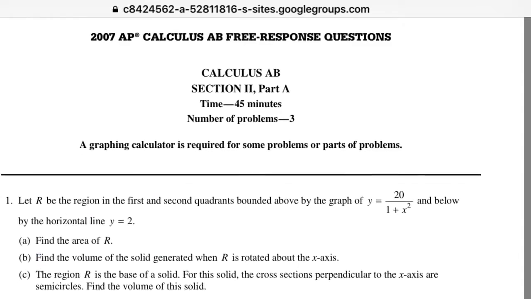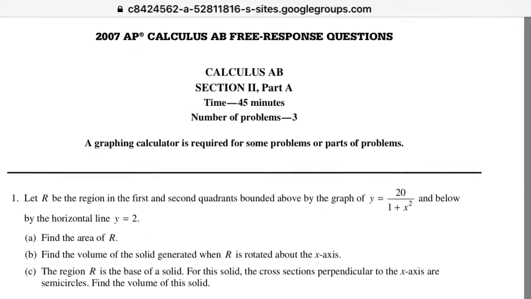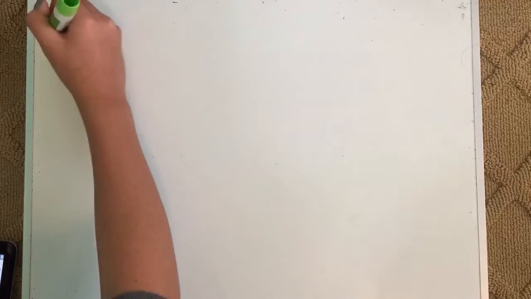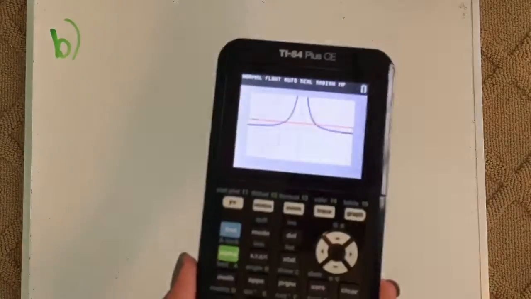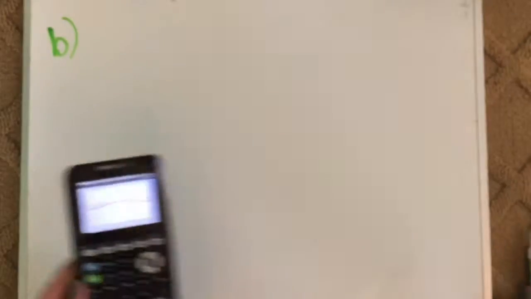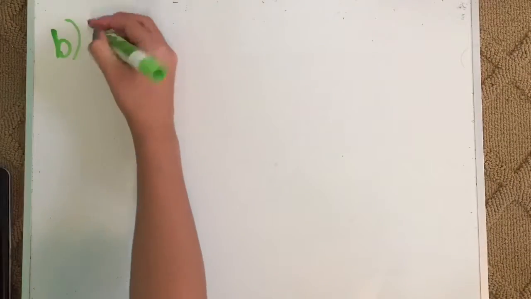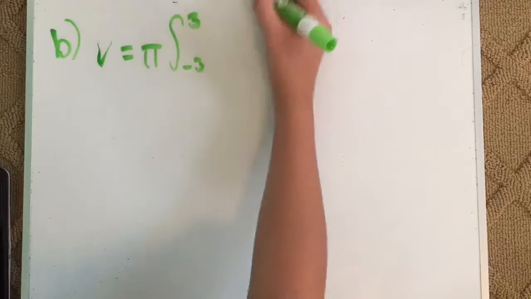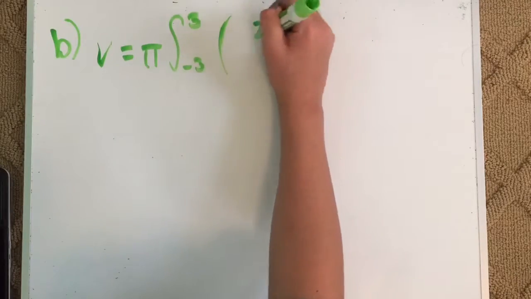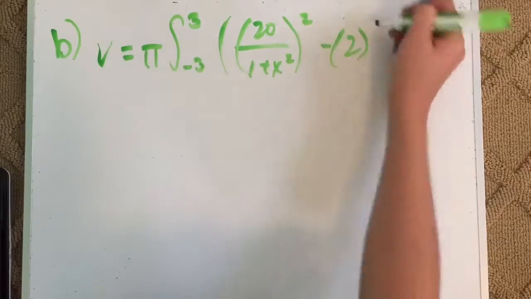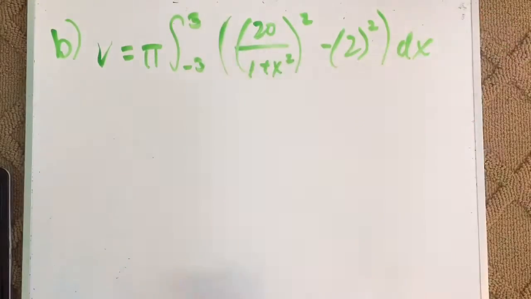So problem B, find the volume of the solid generated when R is rotated about the x-axis. So for this one, we're going to use the same region R, and this time we're going to rotate it about the x-axis using circles, so we're going to use the washer function. So we're going to have V equals pi integral from negative 3 to 3 of 20 over 1 plus x squared minus 2 squared dx.